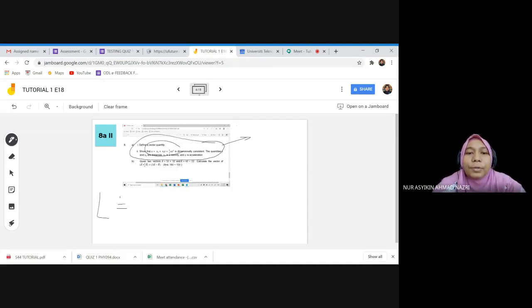X naught is also L, plus v naught. V naught is apa dia? Distance divided by time, so L over T. And then we have T times dengan T. Okay, times dengan T. And then we plus dengan half.